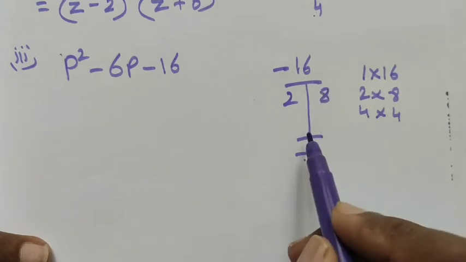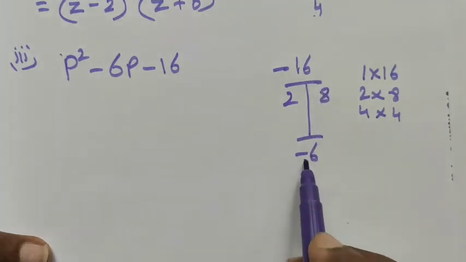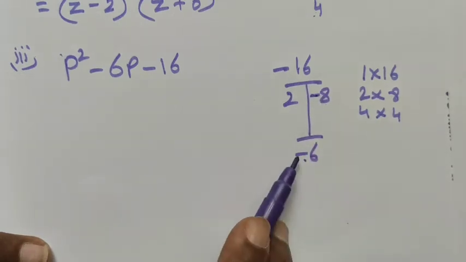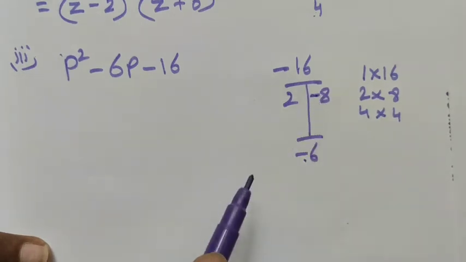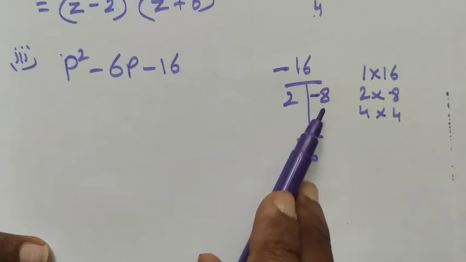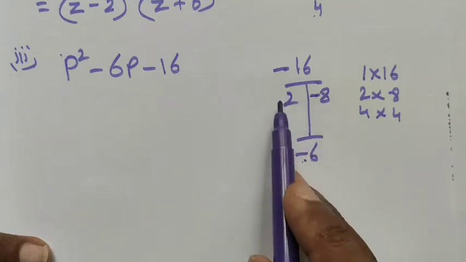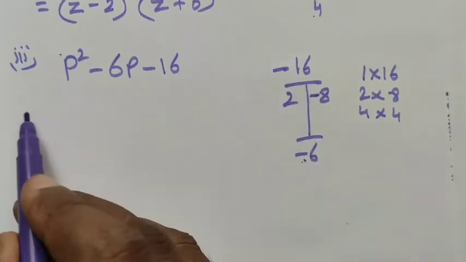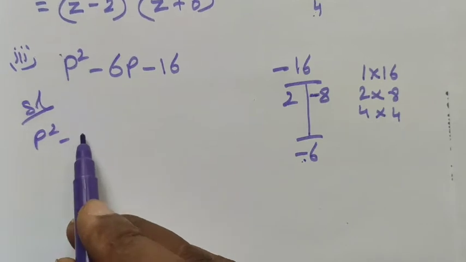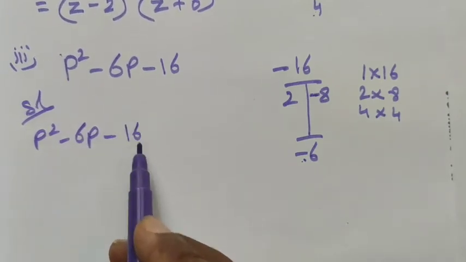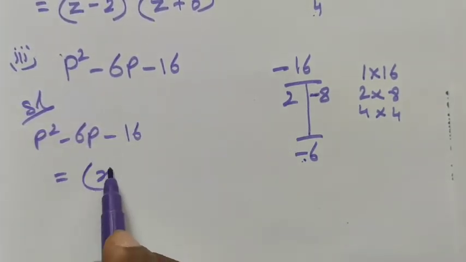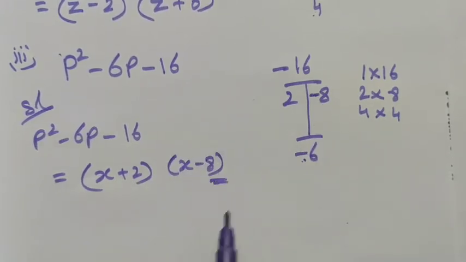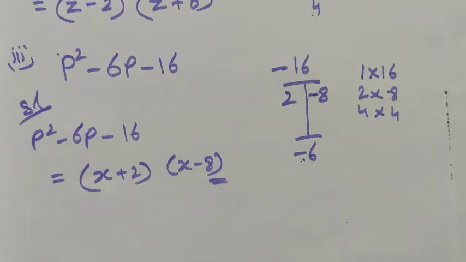2 eights are 16, right? See, here we have the negative value, so put the highest number negative. If it is positive, put the highest value positive. It is a negative number, so put the highest value with the negative symbol. See, plus into minus, minus, 2 eights are 16. If you subtract, we get minus 6. Solution: p square minus 6p minus 16 is equal to, one of the factors is p plus 2, another factor is p minus 8.